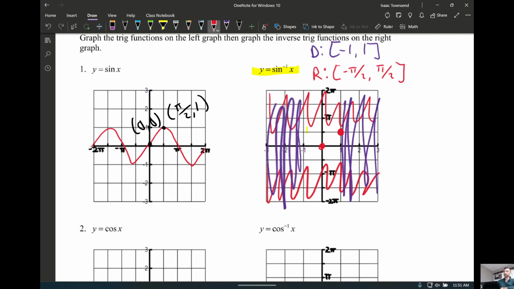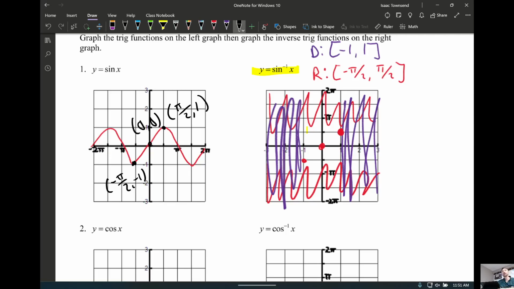Switch input with output. And maybe still this point. Negative 1, negative pi over 2, negative 1 would become negative 1, negative pi over 2. The same way that this is not really a straight line. It looks kind of straight, but we know there's some curvature to it.